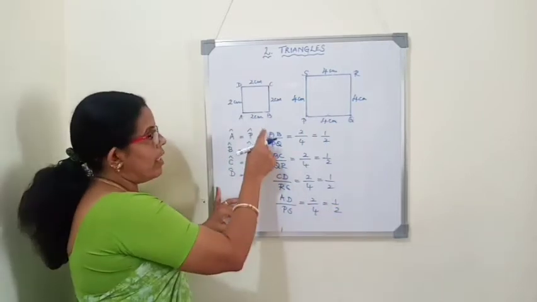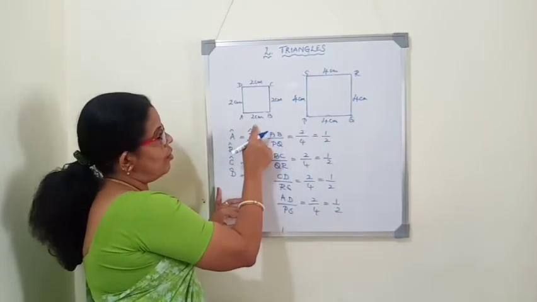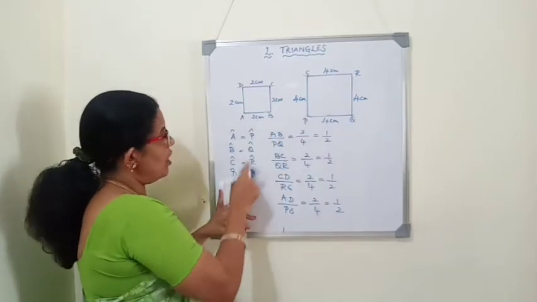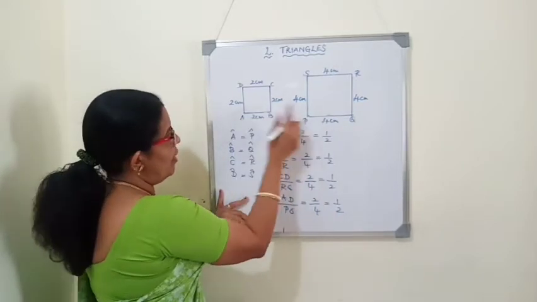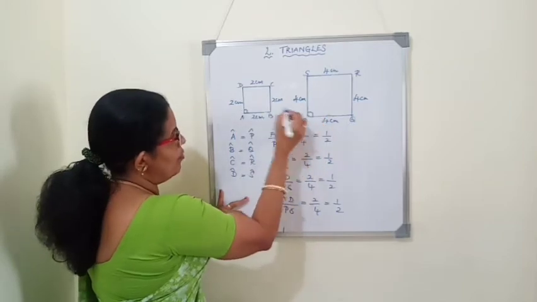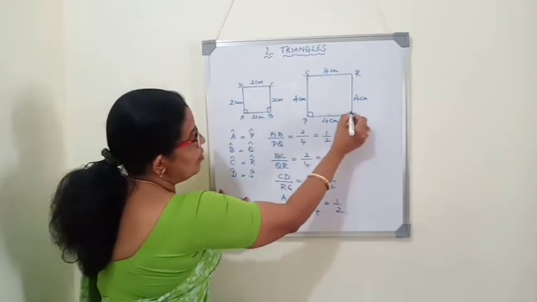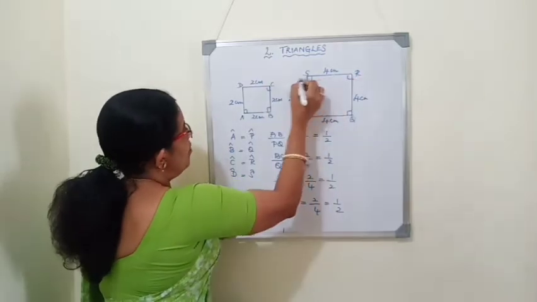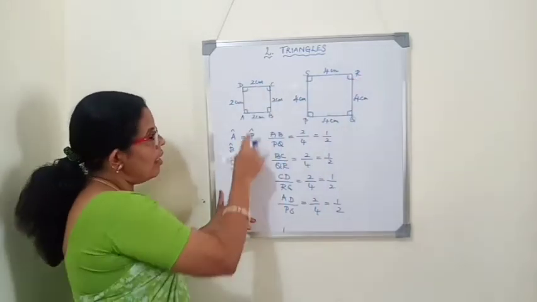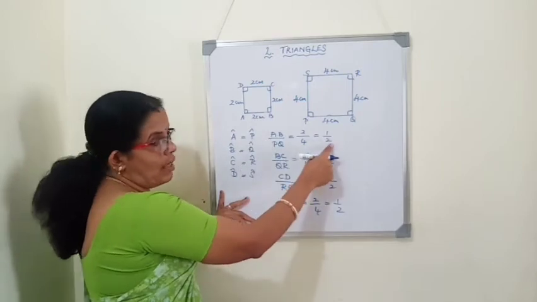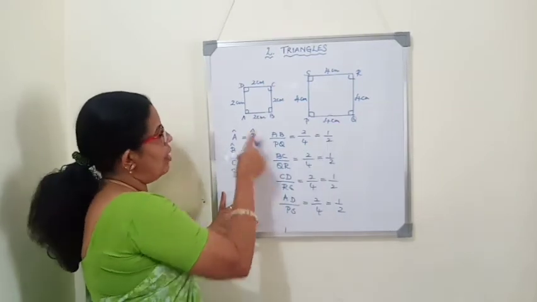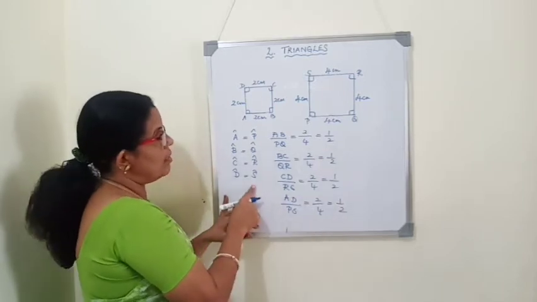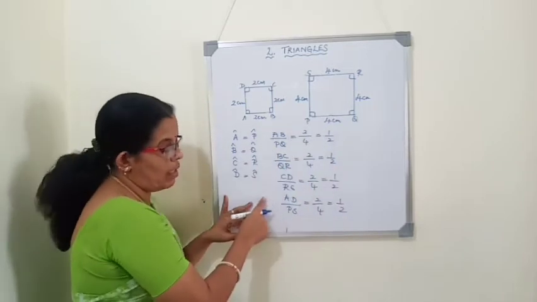So we can say that two polygons of same number of sides are similar. First condition, their corresponding angles should be equal. Angle A should be equal to P, B should be equal to Q, C should be equal to R, and D should be equal to S. And the sides are in the same ratio or in proportion. Corresponding sides ratio should be same. Then only we can say that two polygons are similar.